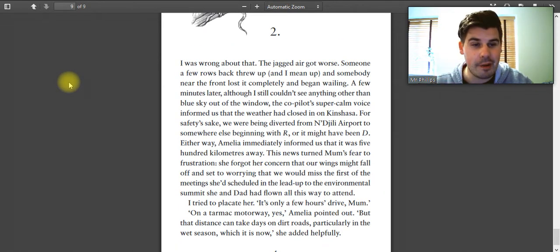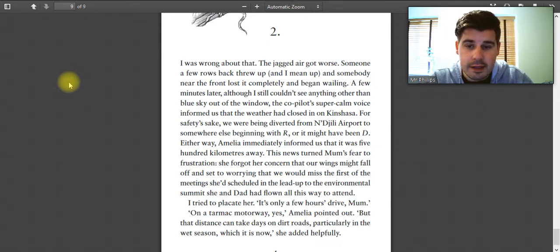I was wrong about that. The jagged air got worse. Someone a few rows back threw up, and I mean up, and somebody near the front lost it completely and began wailing. A few minutes later, although I still couldn't see anything other than blue sky out of the window, the co-pilot's super calm voice informed us that the weather had closed in on Kinshasa. For safety's sake, we were being diverted to Njili Airport. Not sure. To somewhere else beginning with R, or it might have been D.